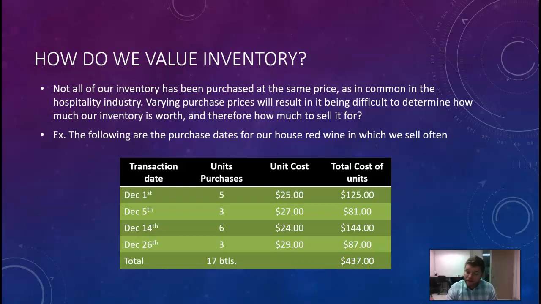Now, automatically you might say, I know how to value inventory. You just did it. You have 17 bottles. They cost you $437. That's how you value it.